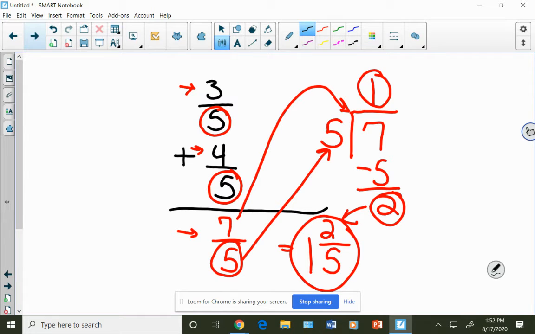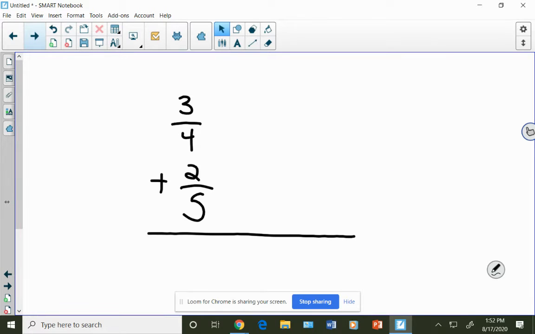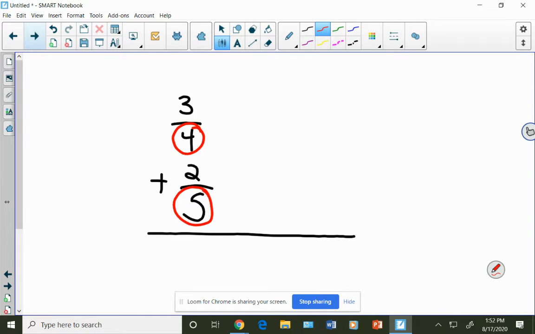So what if our denominators are not alike? In this case, we have a 4 for our top fraction, and then 5 for our bottom fraction. They obviously are different. So we cannot add these. In other words, this is in 4 pieces, and this one is in 5 pieces. So the pieces are different sizes, so you cannot add them. So you have to make them the same number of pieces. Well, how do you do that?